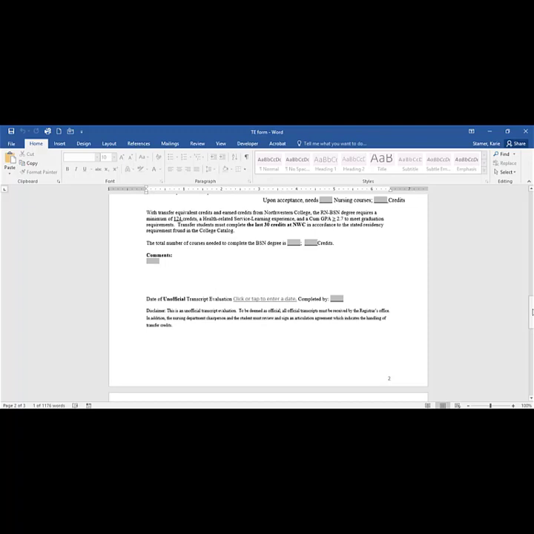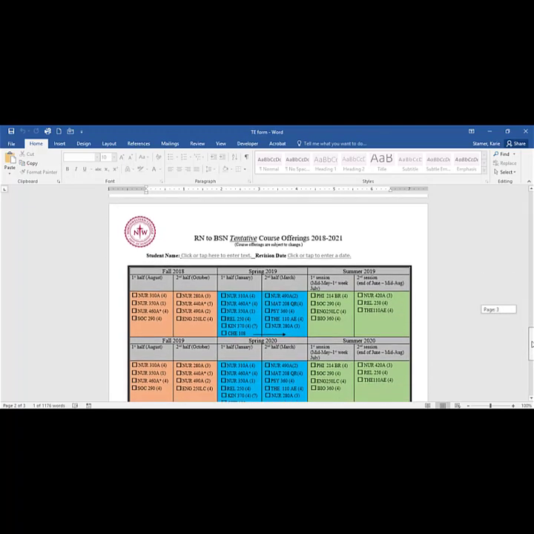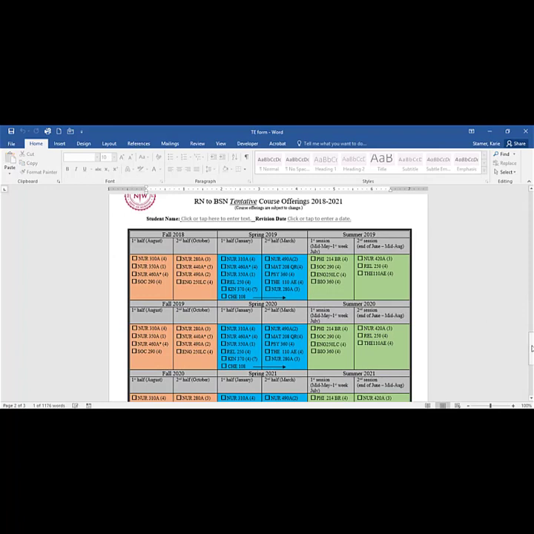The last page of this transcript evaluation is what we refer to as your plan of study, or POS. Once your transcript evaluation is completed, we look at the courses you will need to plug into this course schedule, and then we put an X in front of the course that you need to take at what semester. Each semester, your advisor will look at this form and update it with the courses you have taken and the ones you have yet to take and resend it to you.